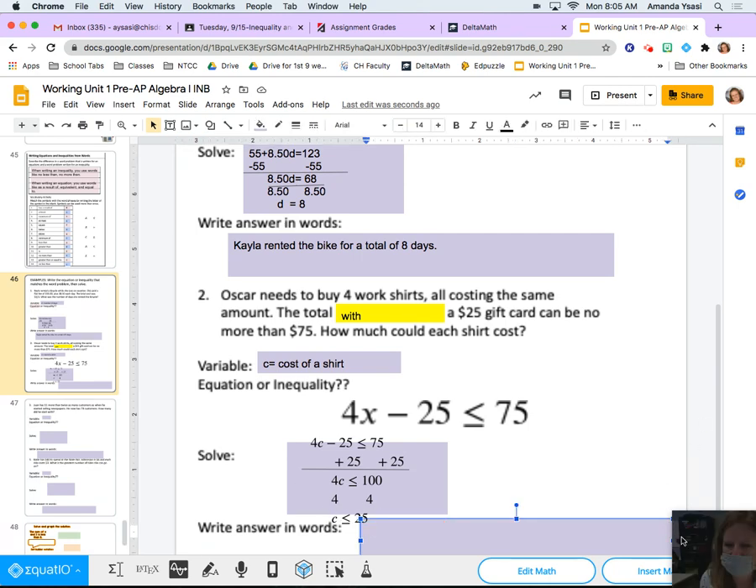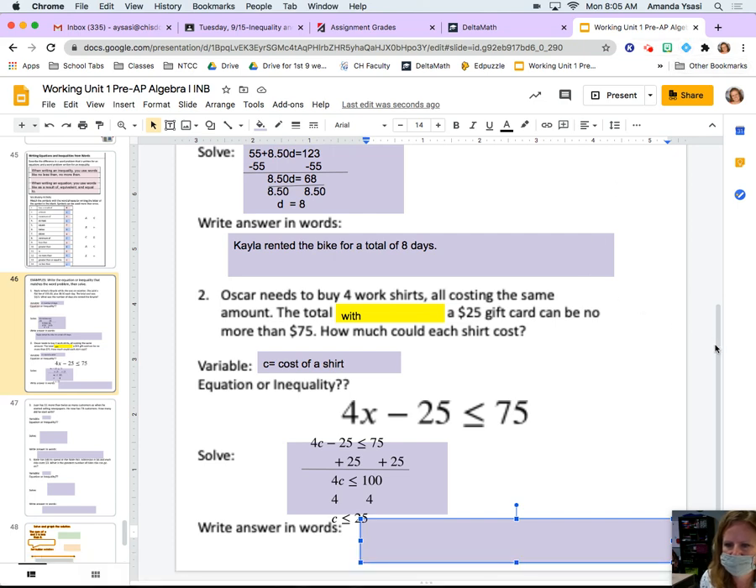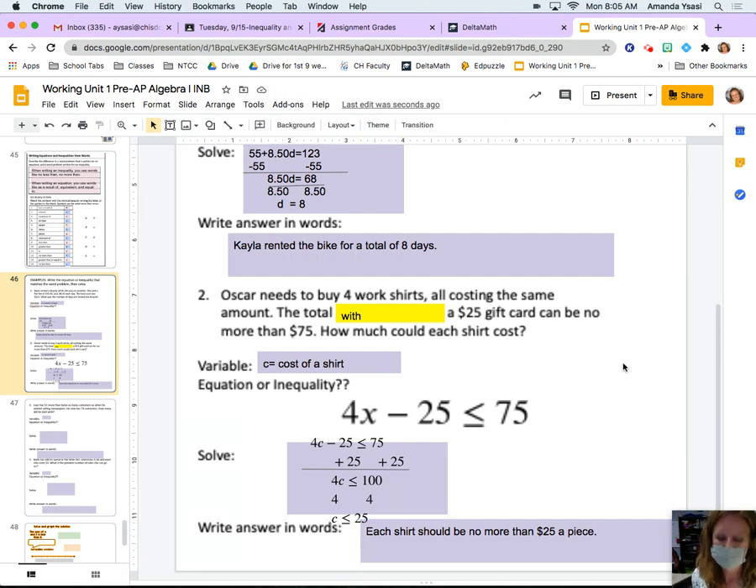So how can we write that in words? Each shirt should be no more than $25 a piece. $25 per shirt. She can spend, or he can spend up to $25 per shirt. That would be another way to write it.